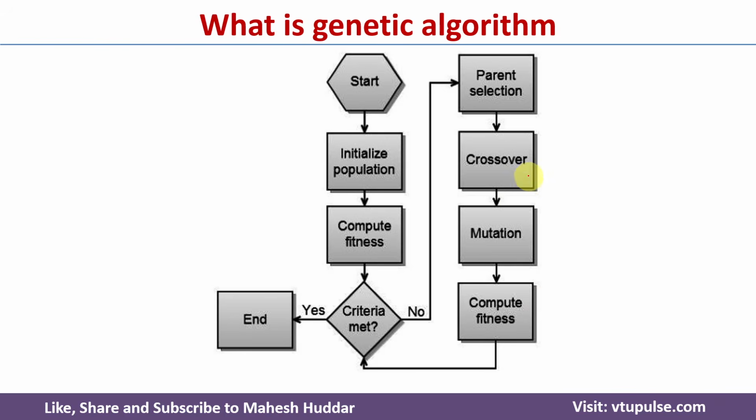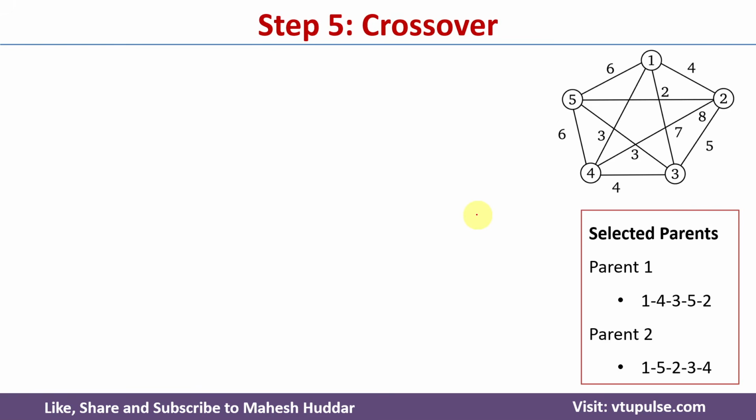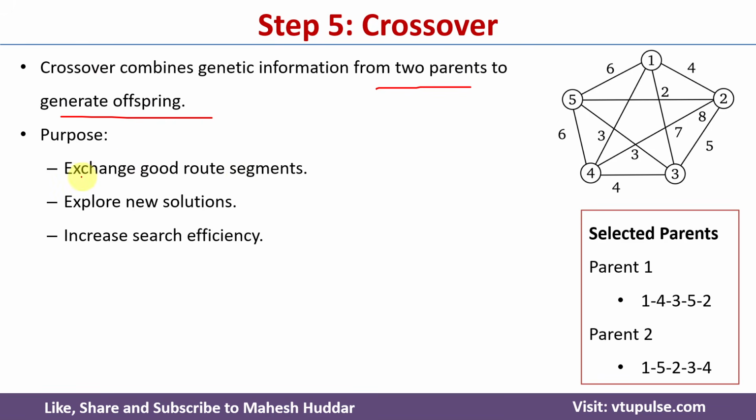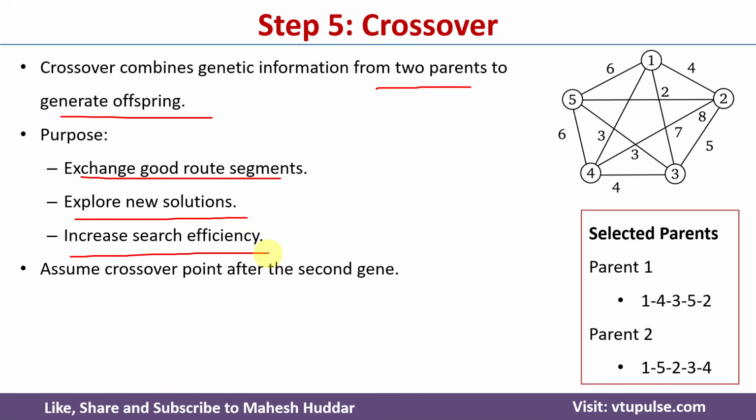In the next step, that is crossover. The purpose of crossover is to combine the information from both parents and generate new offspring. It exchanges good route segments, explores new solutions, and increases search efficiency. In practice, the crossover point is usually selected randomly. For a concrete example, let us assume the randomly selected crossover point is after the second gene.